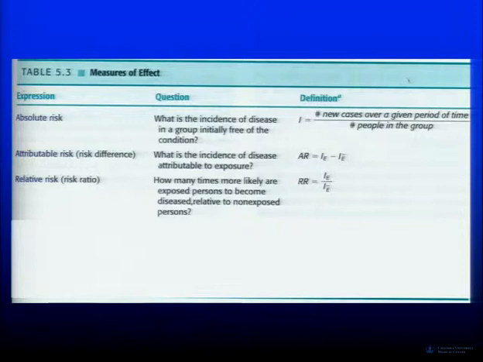So again, just the formulas so that you can be used to it. The absolute risk, the incidence of a disease in a group. So it's the number of new cases divided by the number of people in the group. So that'll be one number for the exposed, one number for the unexposed. Attributable risk is also called the risk difference. So it's the incidence in the exposed minus the incidence in the unexposed. And the relative risk, how many times more likely are exposed people to get disease relative to non-exposed, and that is the ratio or the relative risk.